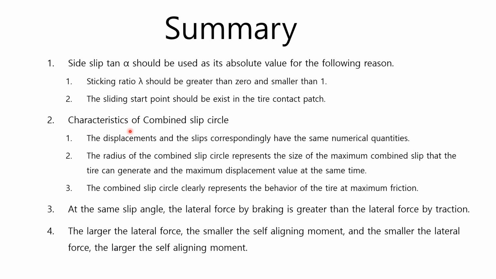The characteristics of the combined slip circle are as follows. The displacements and the slips correspondingly have the same numerical quantities. The radius of the combined slip circle represents the size of the maximum combined slip that the tire can generate and the maximum displacement value at the same time. The combined slip circle clearly represents the behavior of the tire at maximum friction.